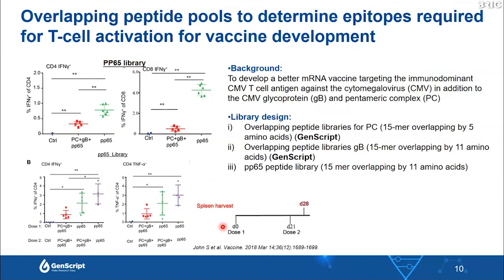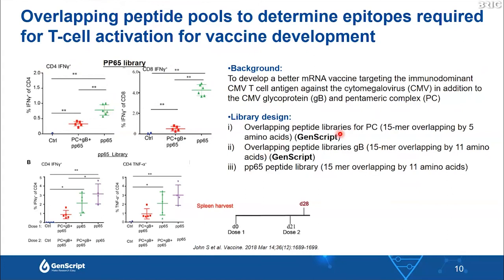And here in this slide, John and colleagues, who published in Vaccine, used the overlapping peptide library generated with us for the different proteins: PC, GB, and also PP65. They were trying to develop a better mRNA vaccine that can target CMV, the cytomegalovirus, based on the immunodominant T cell antigen. They had earlier developed targets based on the glycoprotein GB and the pentameric complex PC, but they were interested to look at how the CMV T cell antigen PP65 could improve the vaccine.